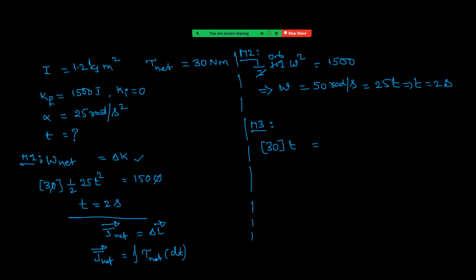It is just like F bar into dt. This is now angular impulse, which is equal to change in angular momentum. Now writing same thing here. Since net torque is a constant, we can take this out of integration. So remaining is only integration of dt, right? That becomes t. So 30 into t is equal to change in angular momentum.